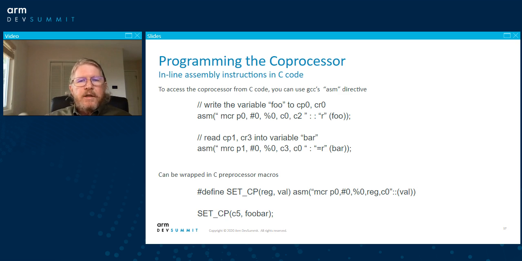coprocessor register encoding. So the top instruction is one where we are sending the value foo out to the coprocessor, and the second one is where we're reading in the variable bar. We're going to be writing to the variable bar from a coprocessor register. I generally will wrap these in macros to make them a bit more understandable to the programmer, making usually something more meaningful than set CP, but set CP gives you a feel for how you would pass a register value pair down to the coprocessor.